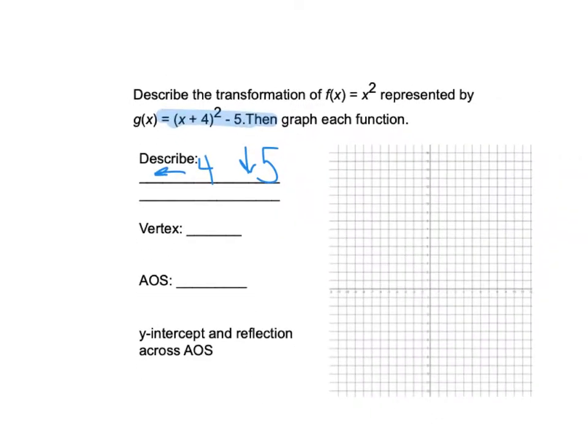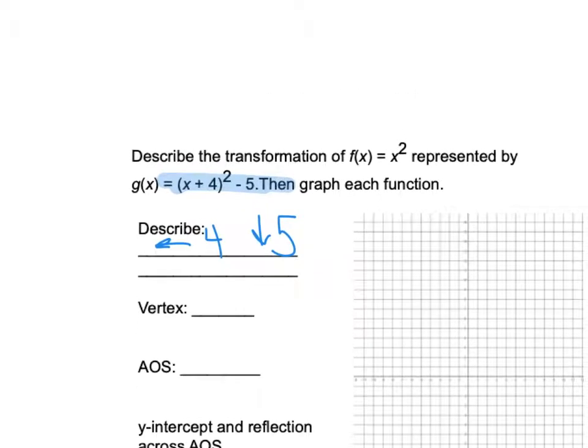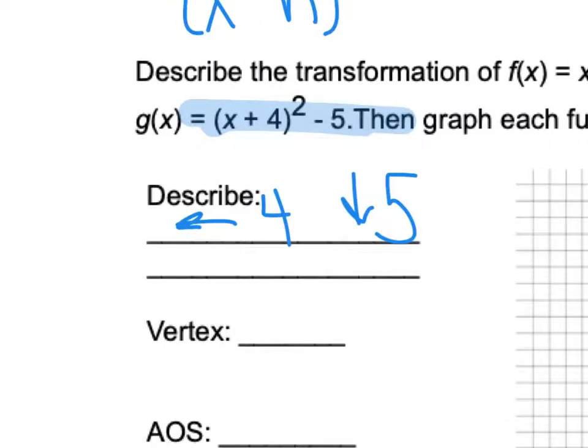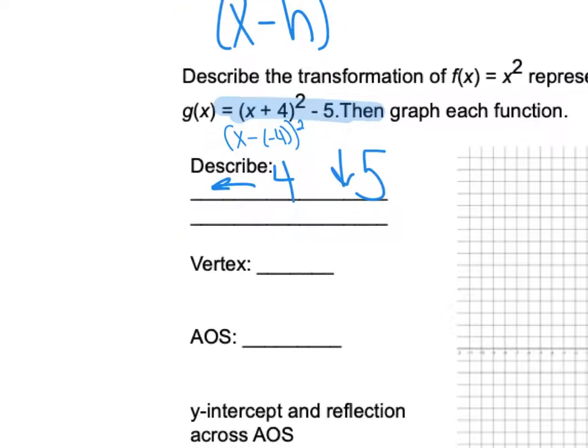So our vertex, okay, is at (h, k). Now keep in mind when we wrote that formula for our vertex form, it was x minus h squared. If you notice, we have an x plus 4 squared here, which technically, if you think about it, if we're keeping the form, would be x minus negative 4 squared. So your h value is actually negative 4, which is where the going to the left comes from.